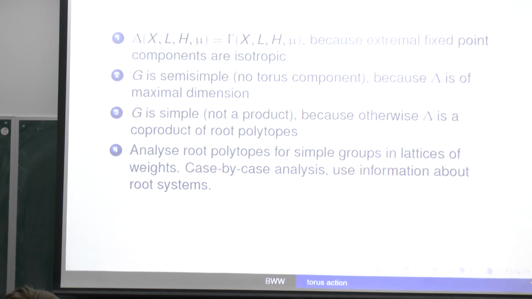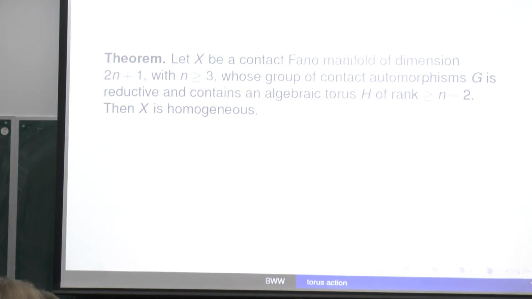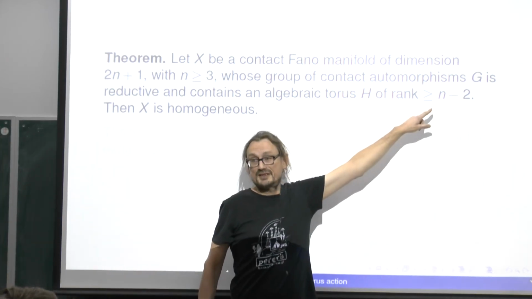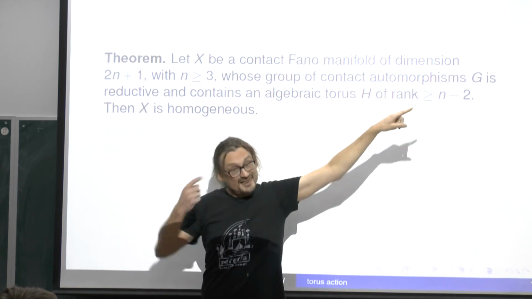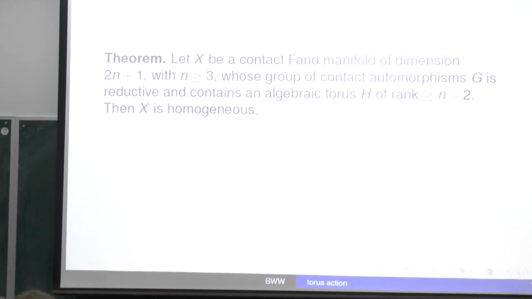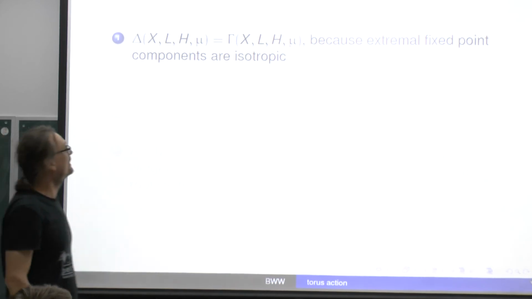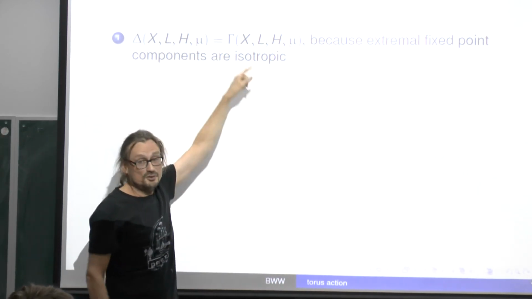Remember that my theorem assumes something about the rank of the torus. That's the assumption. So using this assumption, I come to the conclusion that for the extremal components, I can produce a section on them, and therefore I can extend them to the section on X. And therefore these two polytopes are.